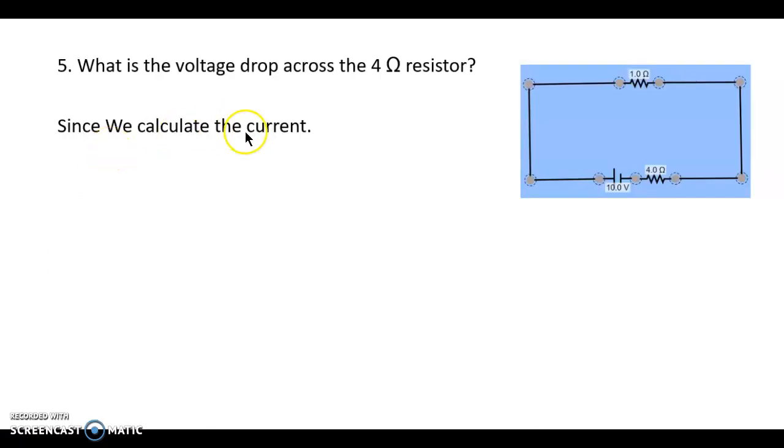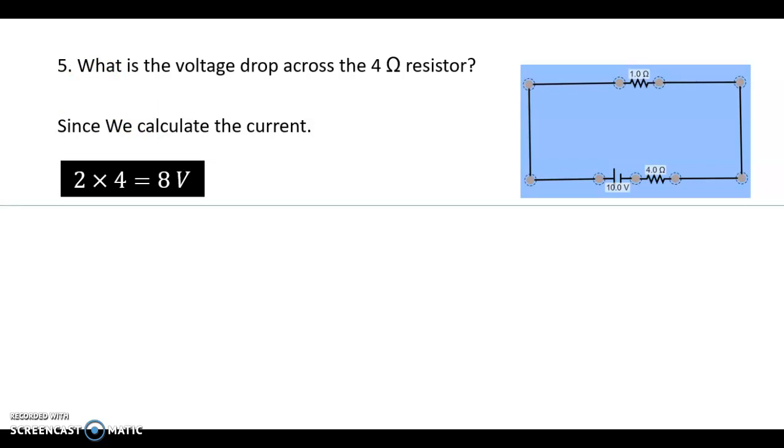Since we calculated the current through the whole circuit, which is 2 amps, as we calculated in the previous question, we can use the current we calculated directly. 2 times 4 ohms gives us 8 volts. It's a direct question. Be aware here: if you were wrong on question 4, be sure you will be wrong in question 5.